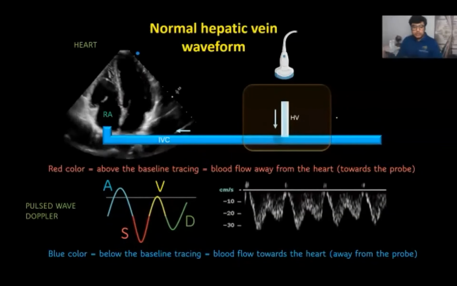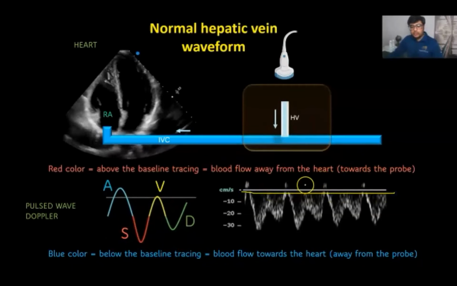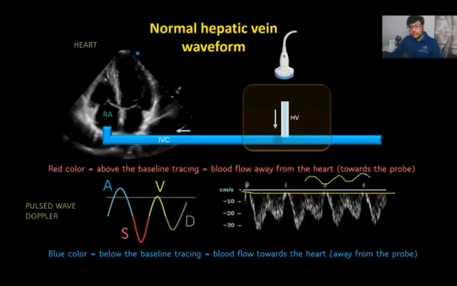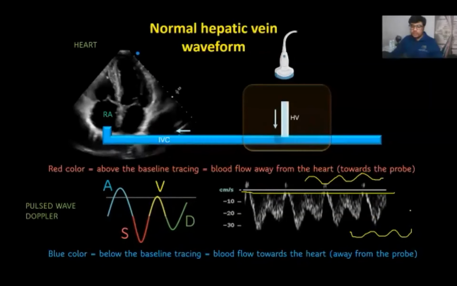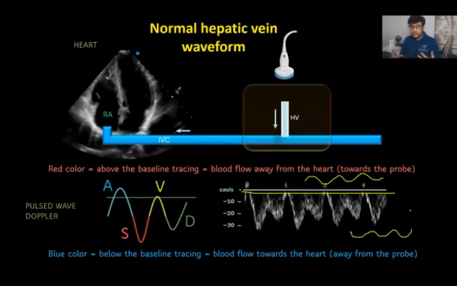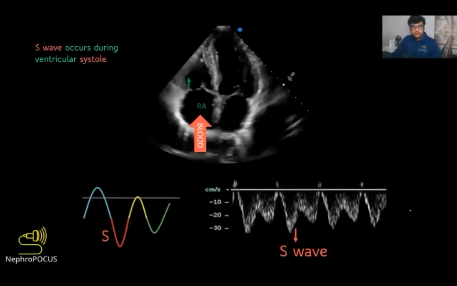Similarly, on spectral Doppler, when you have this baseline, above the baseline corresponds to red on color Doppler, which means flow towards the transducer. Below the baseline corresponds to blue on color Doppler, which means the flow is away from the transducer. Because on color Doppler the hepatic vein is mostly blue, you can expect that most of the flow is below the baseline. And if you start to see more flow above the baseline, it's getting abnormal. So let's take a look at these individual waveforms.